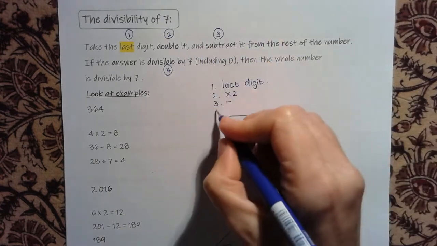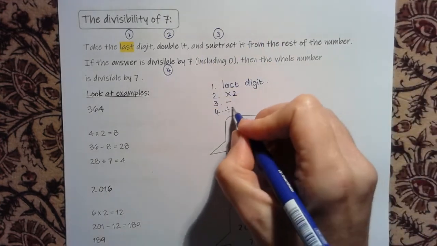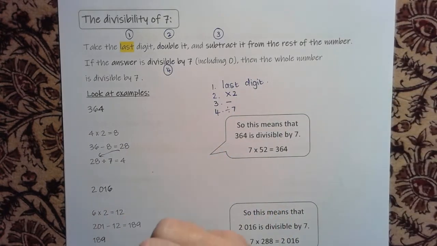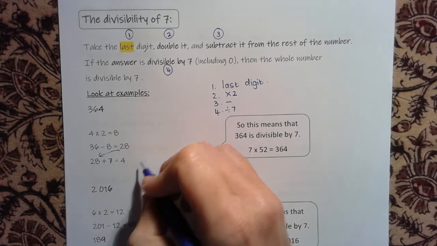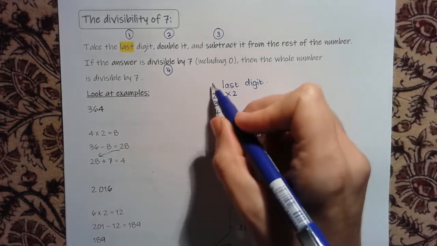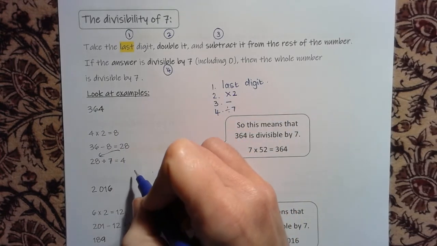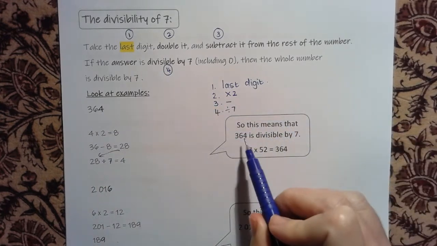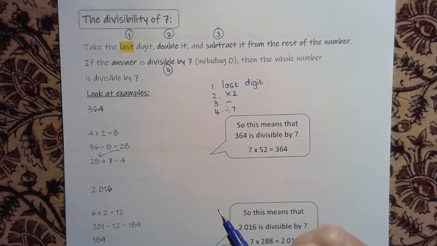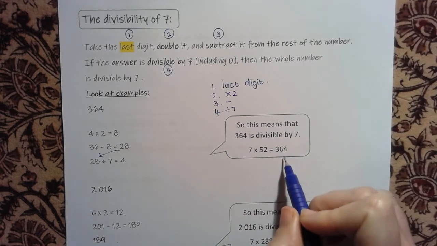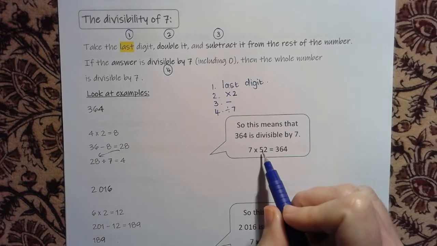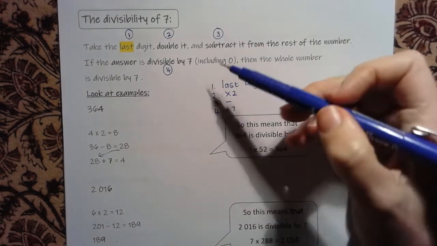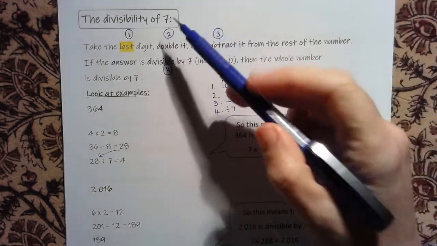What's the last step? Number 4, divide by 7. So take 28 and divide it by 7 and you get 4. So there's no remainder. So this means all these steps, 1 to 4, worked out properly. So this tells us that 364 is divisible by 7. And if you would like to go and check it, you can see that if you multiply 7 with 52, you will get 364.